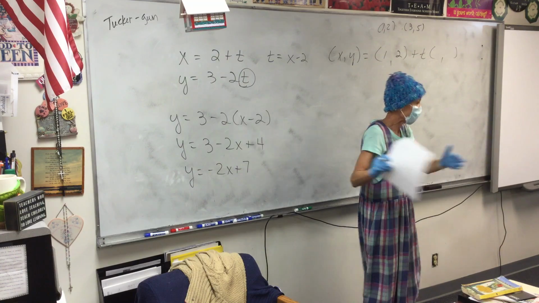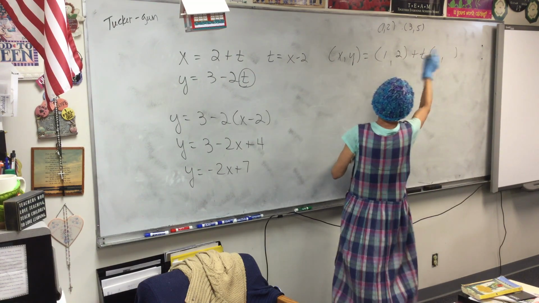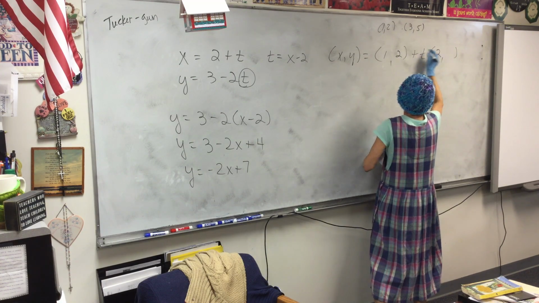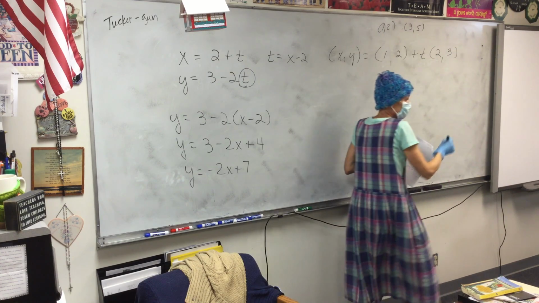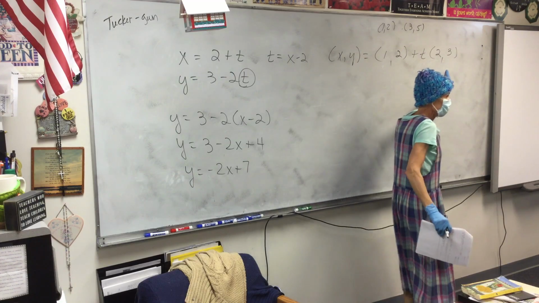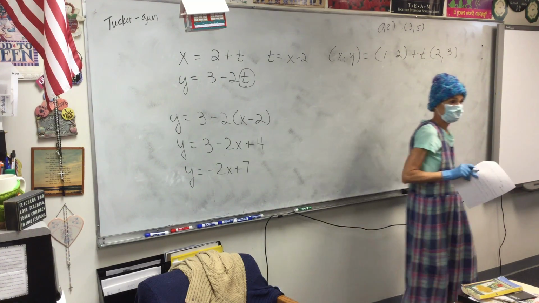So how do we move? How do we get from point A to point B? So how do we get there? We go from 1 to 3, so that is 2. And we go from 2 to 5, so that is 3. That's what goes here. How you get from point A to point B.